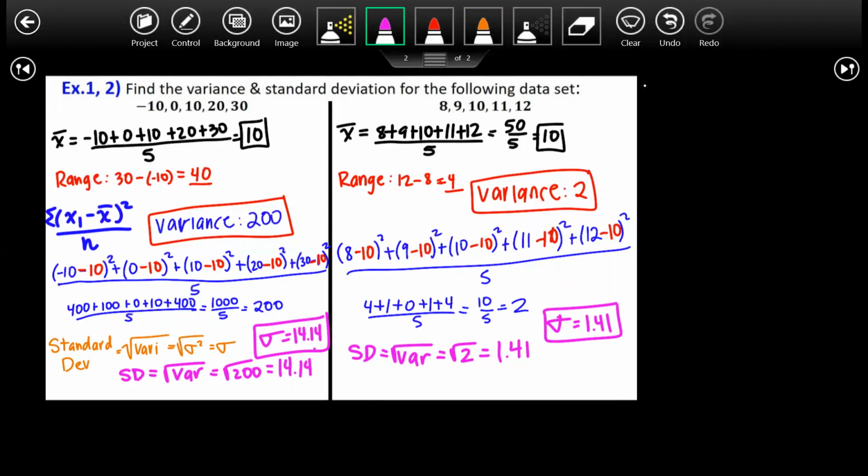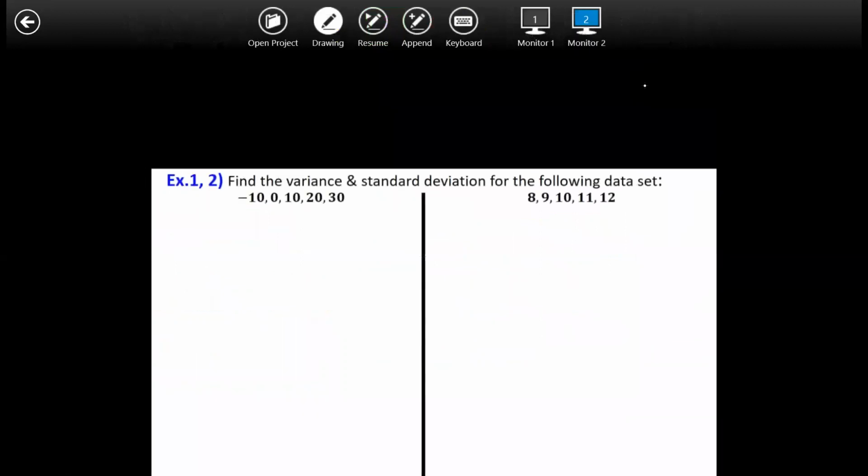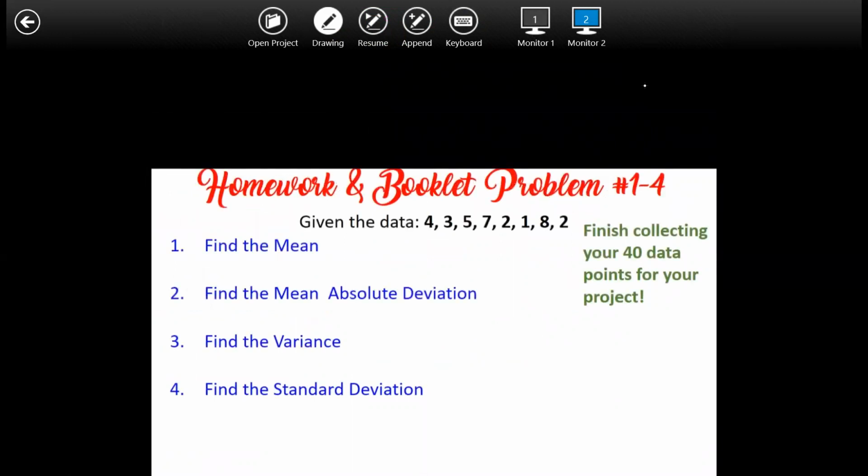So variance is calculated by the sample minus the mean, squared, over the total amount. For standard deviation, we're going to take the square root of it. And that's all I want you guys to be able to do. Your problems today, okay, try this out, look this over, see where I got my values. The homework problem is to do this with these data points, to be able to find the mean absolute deviation, find the variance, and find the standard deviation.